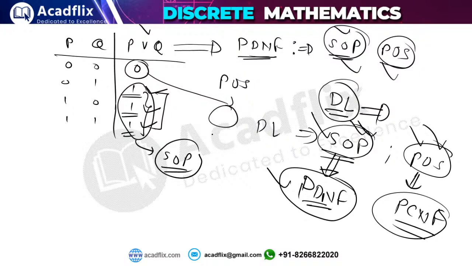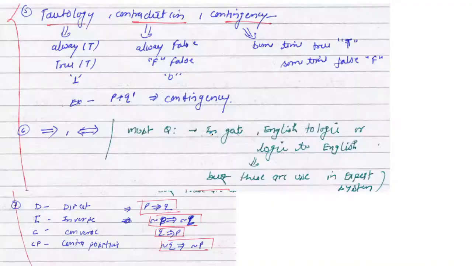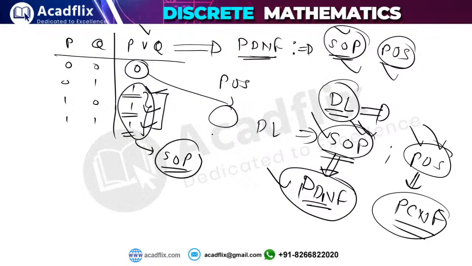Maybe once digital logic is over, I can take a small 15-minute class where I give you some examples of PDNF and PCNF, because to study PDNF and PCNF, it is better that you study SOP and POS first. So right now let's skip it. Don't worry about PDNF and PCNF right now; in digital logic it will be covered. Now let's see the next topic: tautology, contradiction, contingency.